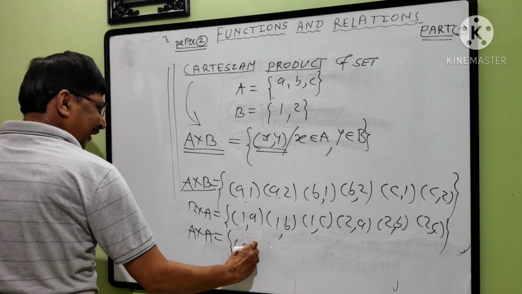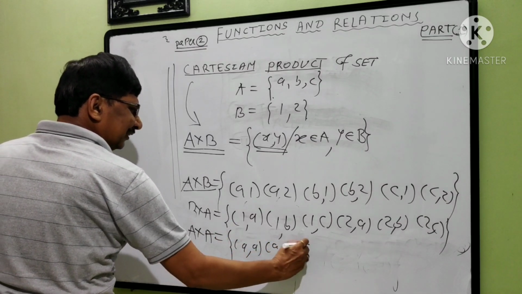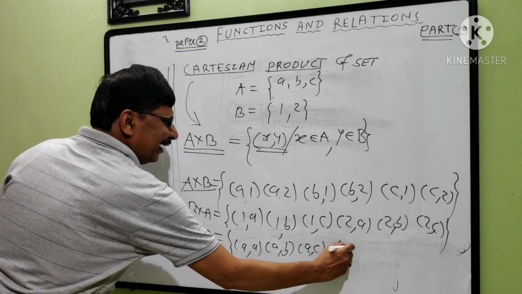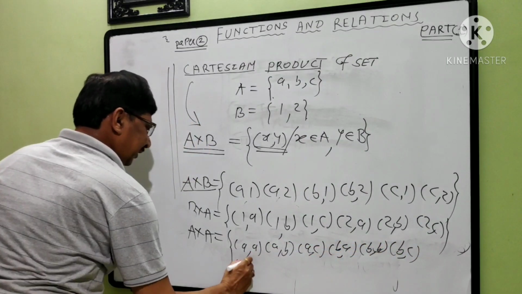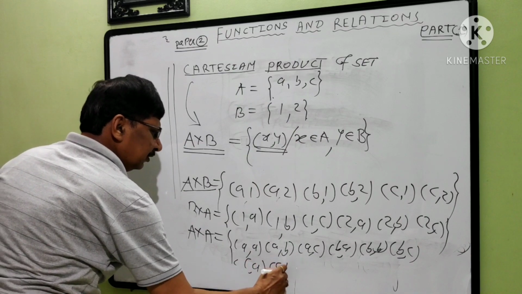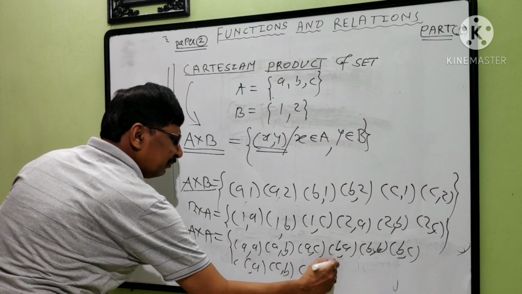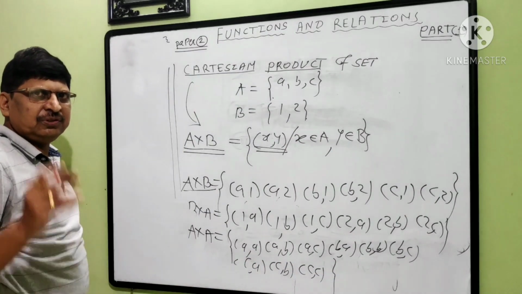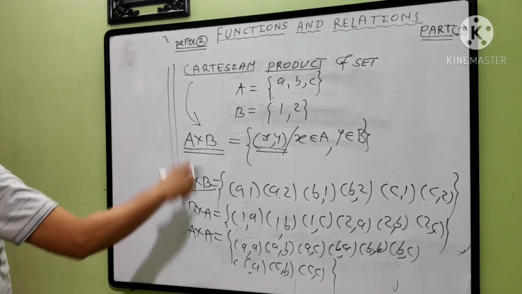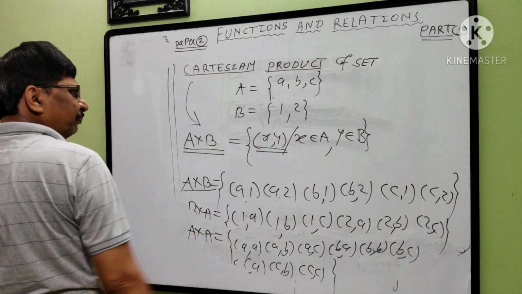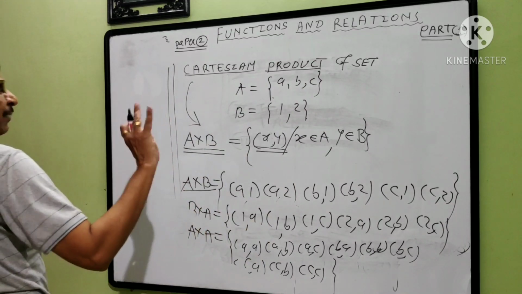Now it will be A, B, A, C, okay, then B, A, B, B, B, C, and then C, A, C, B, C, C. That means what? That means the first element belongs to the first set A, and the second belongs to the second set. Now is it clear? Okay, it is not necessary to write the definition.